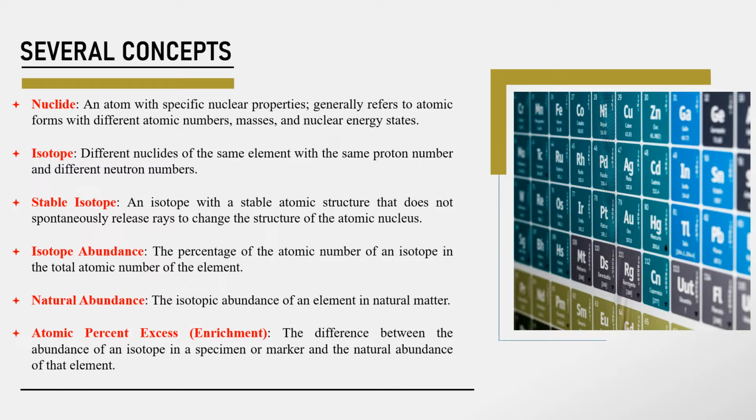Stable isotopes are isotopes with a stable atomic structure that do not spontaneously emit rays that would change the structure of the nucleus. Isotopic abundance is the relative percentage of stable isotope atoms of the element. Natural abundance is the isotopic abundance of an element in a natural substance. Atomic percent excess, also known as enrichment, is the difference between the abundance of an isotope in a specimen or marker and the natural abundance of that element.